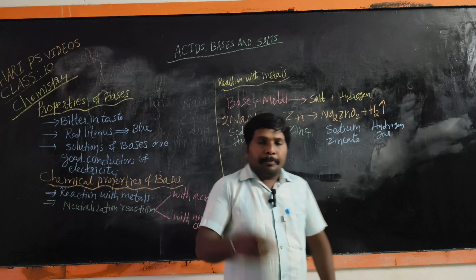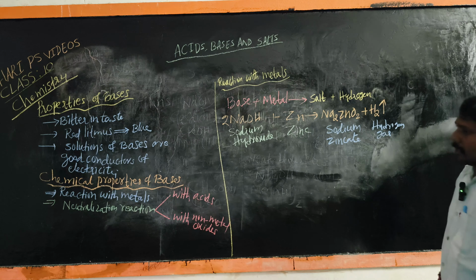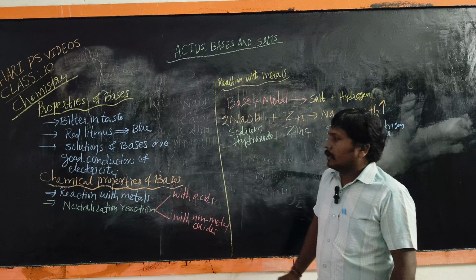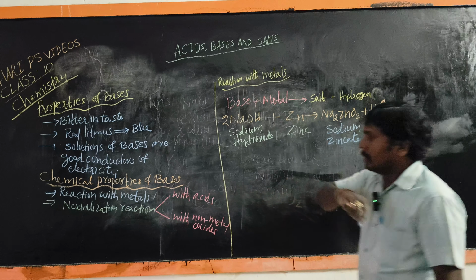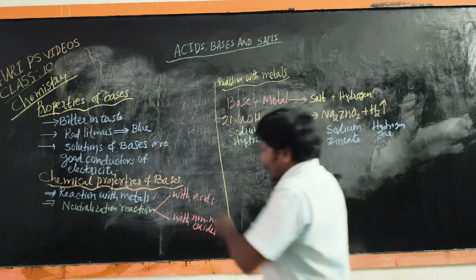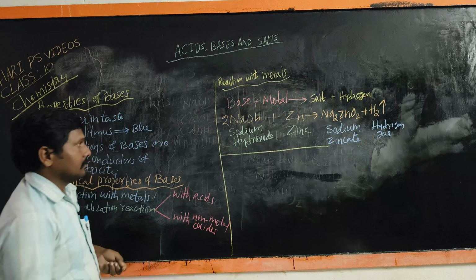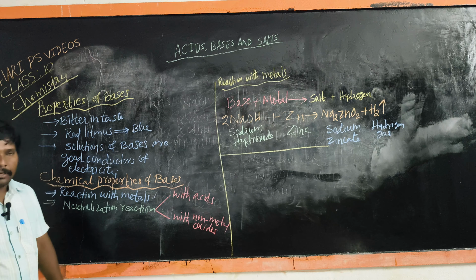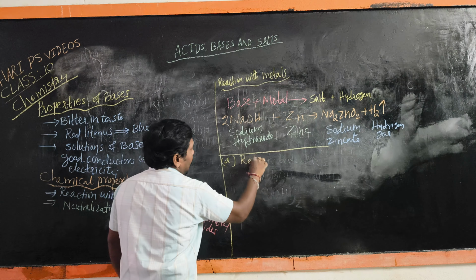Right. So in the previous class we discussed some physical properties of bases and reaction with metals. Let us discuss the next chemical property. The next chemical property is neutralization reaction. In that, first one, reaction with acids.